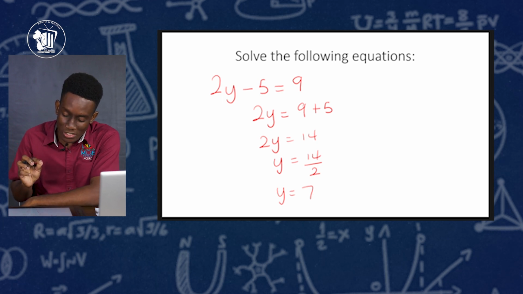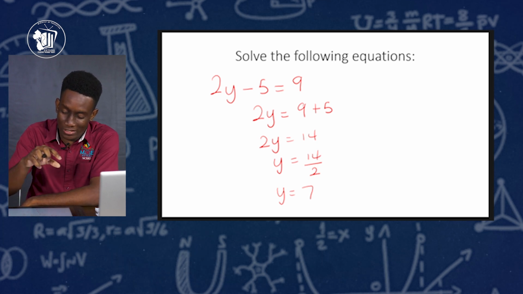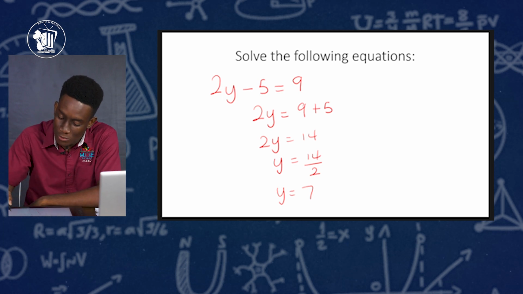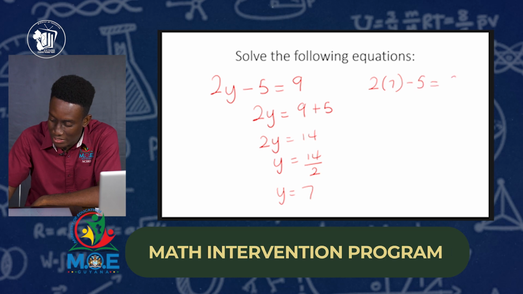So what we do, we can substitute the value of y into the equation to see if it will be balanced. So we have 2y, so we know that is 2 multiplied by y. So instead of y now, we know the value of y is 7. So this will be 2 multiplied by 7 minus 5, and that should give you 9.